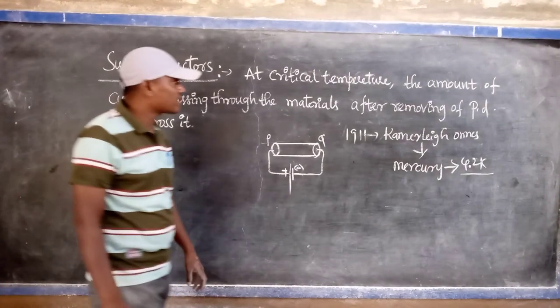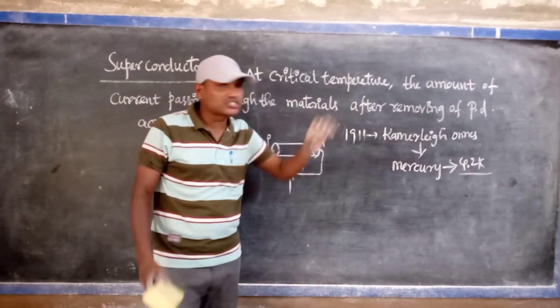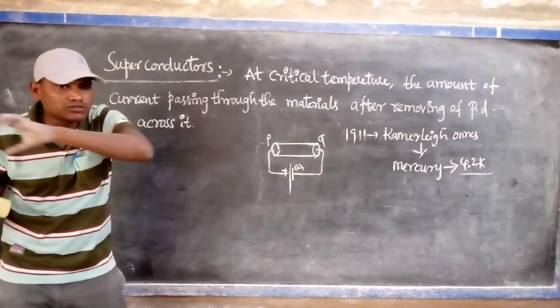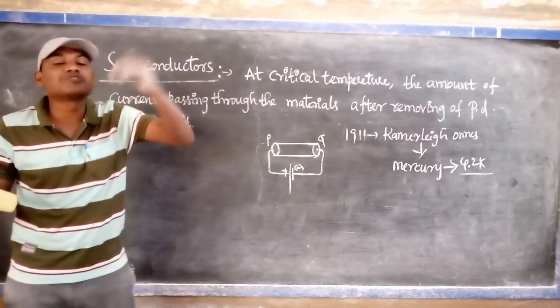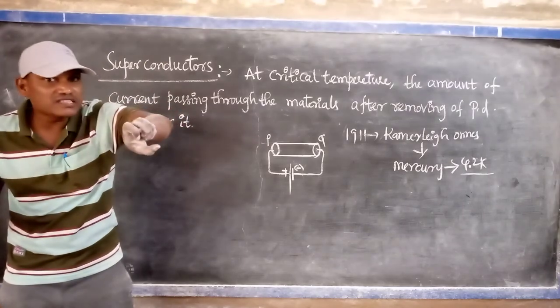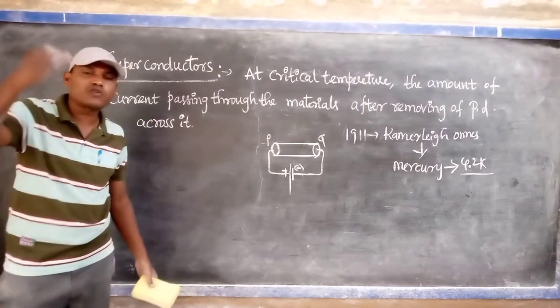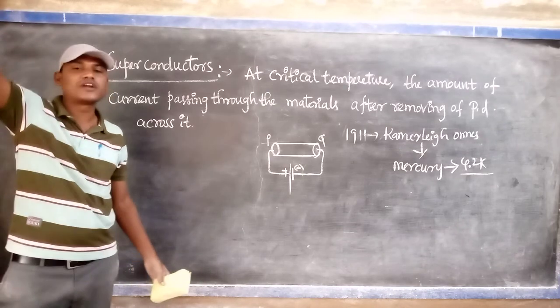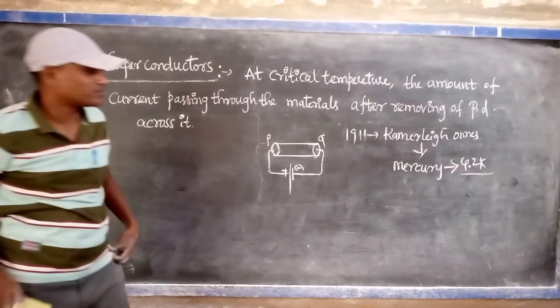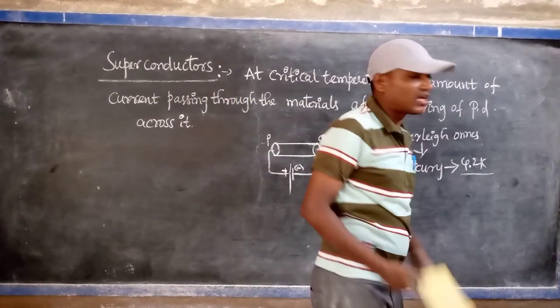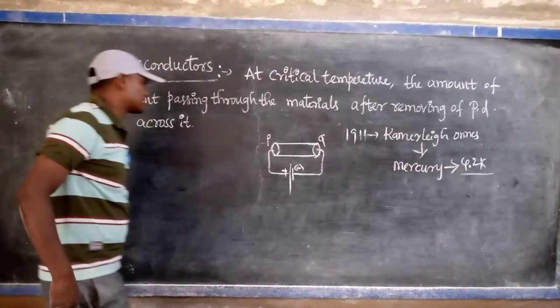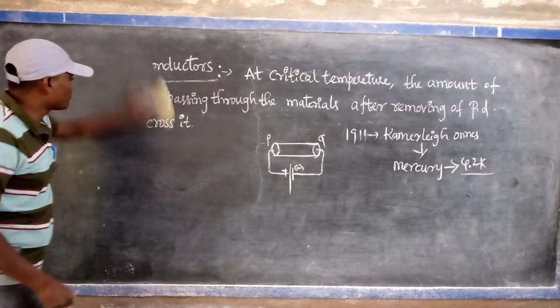What is a superconductor? At a critical temperature, the amount of current passing through the conducting wire continues even after removing the potential difference at the two ends of the conductor; the current flows through it for months and years continuously. That is the brief idea about superconductors. It is important for 1 mark only.